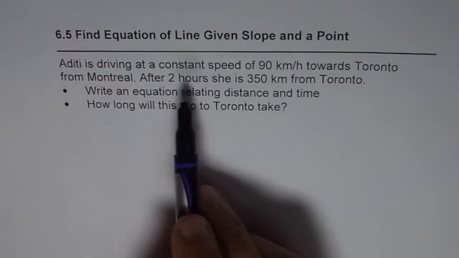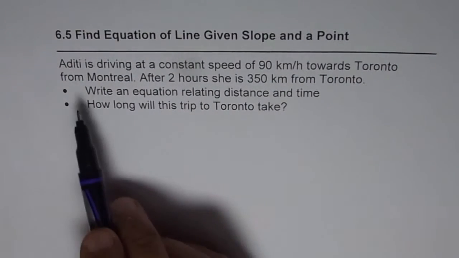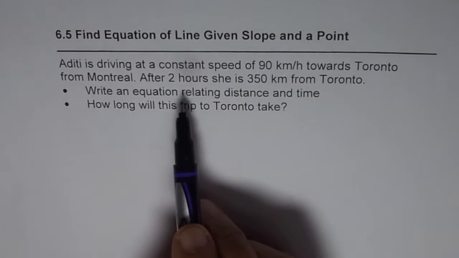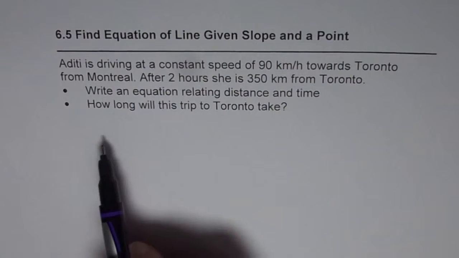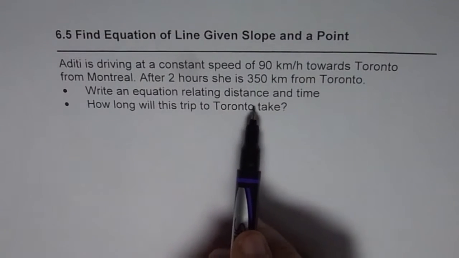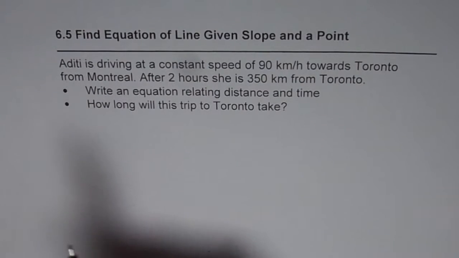Aditi is driving at a constant speed of 90 kilometers per hour towards Toronto from Montreal. After 2 hours, she is 350 kilometers from Toronto. Find an equation relating distance and time. How long will this trip to Toronto take?